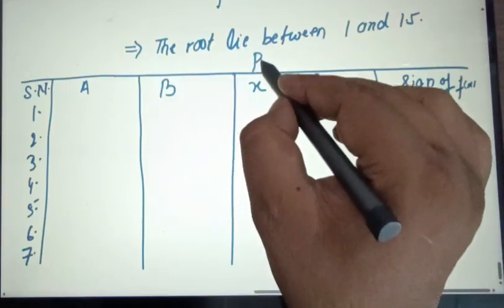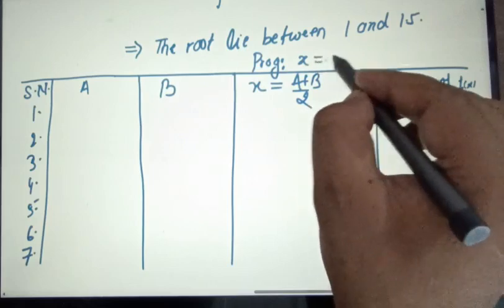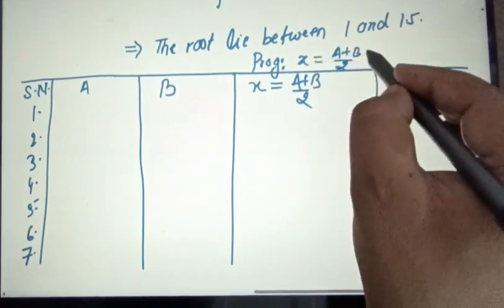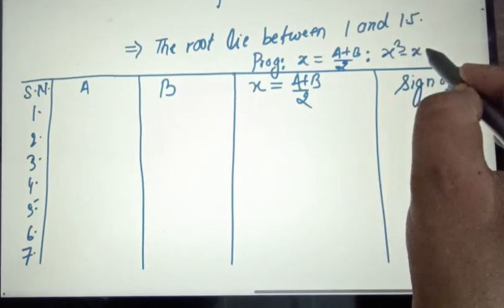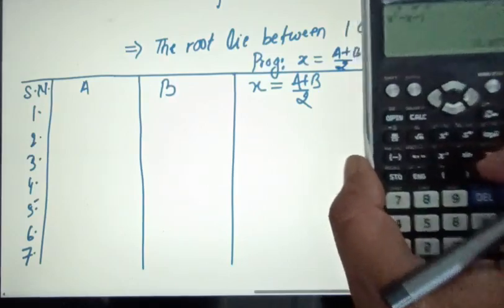I am writing here the programming in the calculator. The programming should be x is equals to a plus b by 2, then colon sign, right? And then write the function x to the power 3 minus x minus 1. Now I come to the calculator.